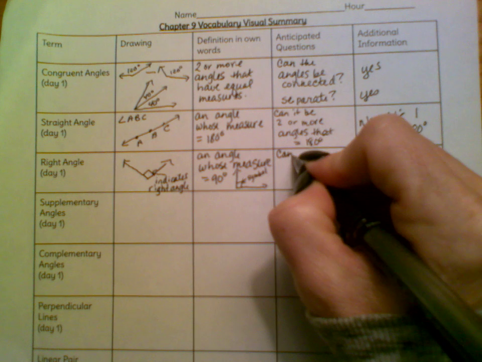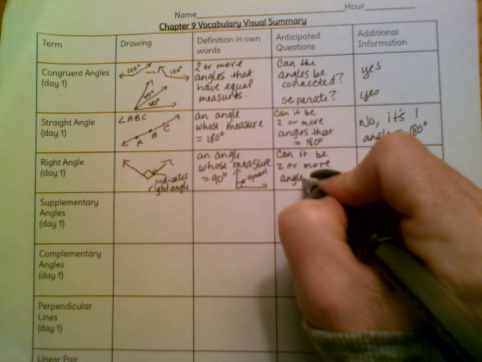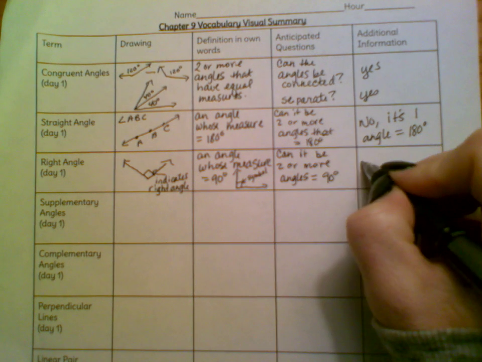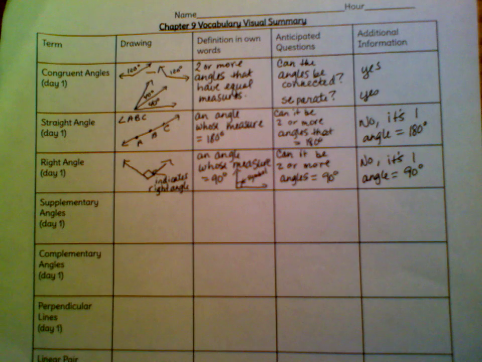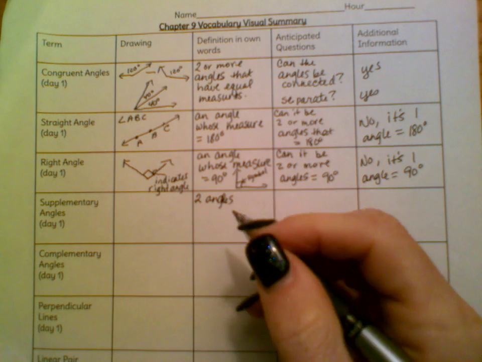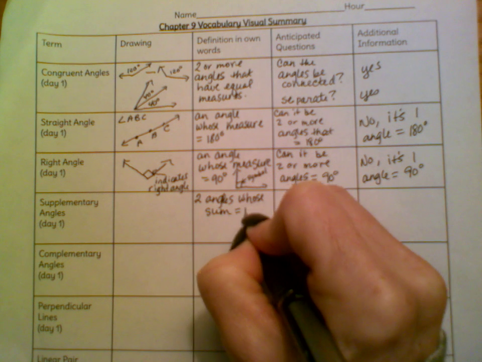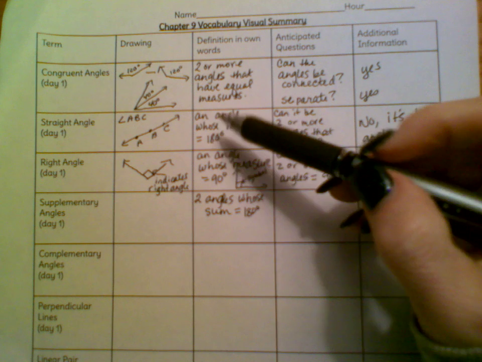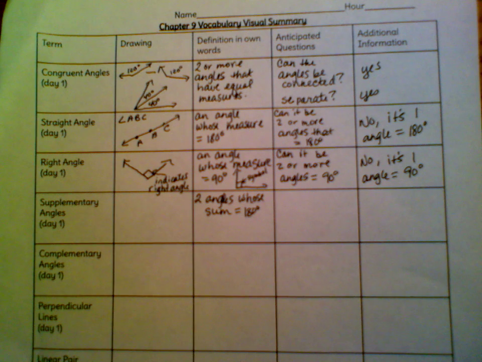So an anticipated question might be, again, could it be two or more angles that equal 90? And again, no. It's just one angle that is 90 degrees. That's a right angle. Okay, supplementary. Supplementary is a little broader. It's two angles. Notice I gave a number, it's 2, whose sum is 180. So similar to straight, because straight is an angle, that means one angle. This is two angles, whose sum is 180.